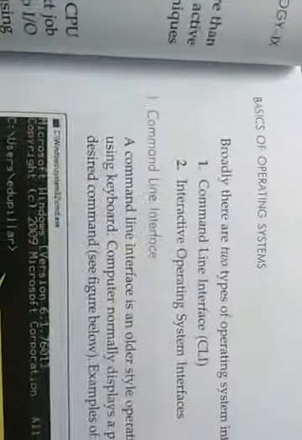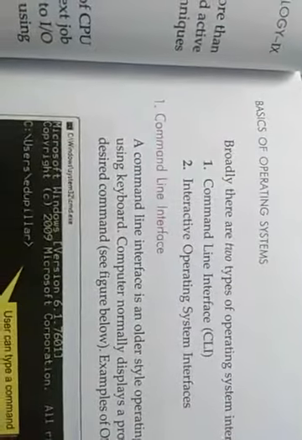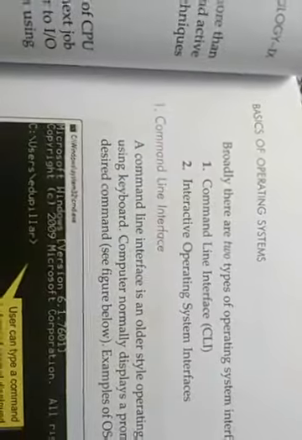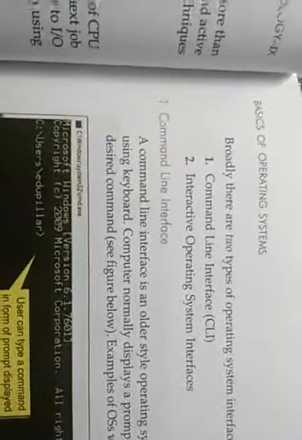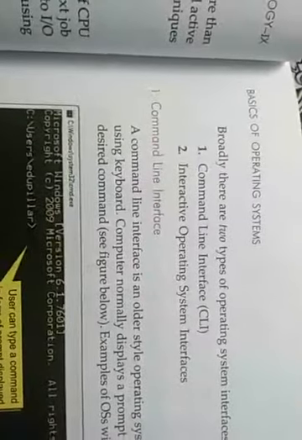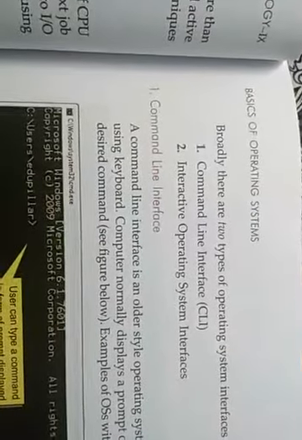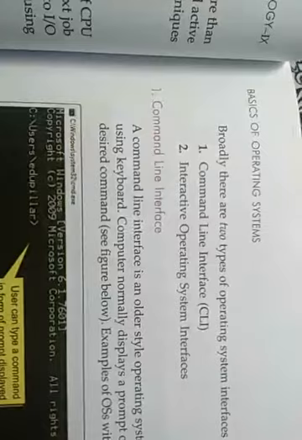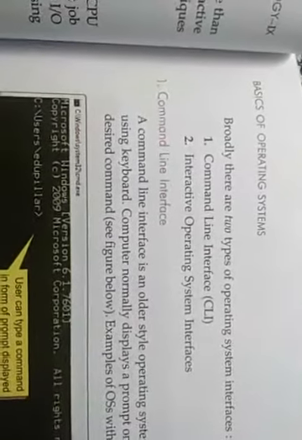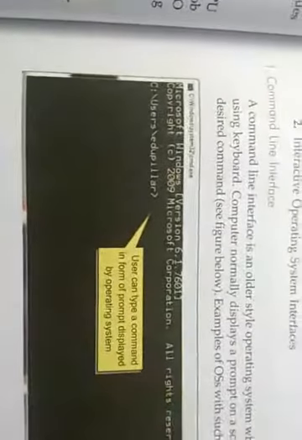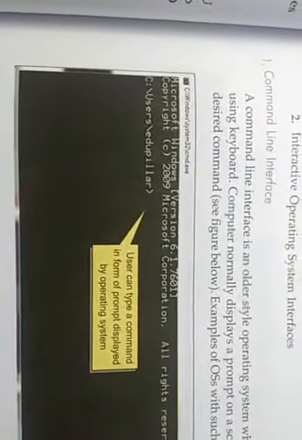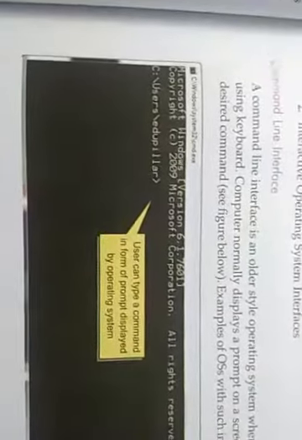The first interface is called CLI, or this is also called CUI, command line interface, or this is also called a command user interface. And the second is a GUI, that is called the interactive operating system interface. So these are the two major categories of interfaces, and this is the screen of the command line interface, and the examples of this are DOS and Unix.